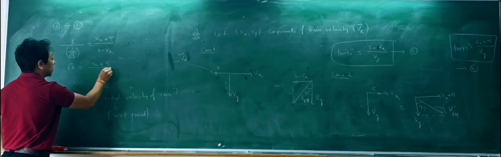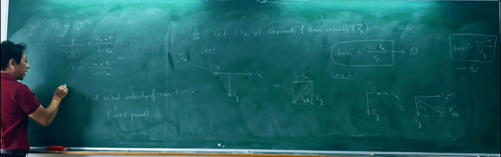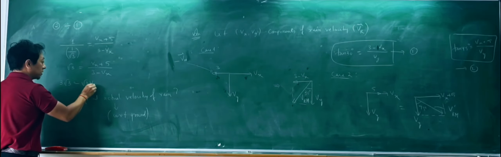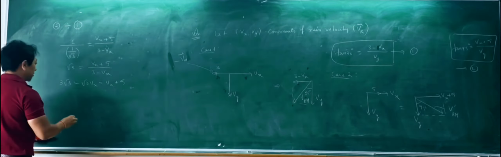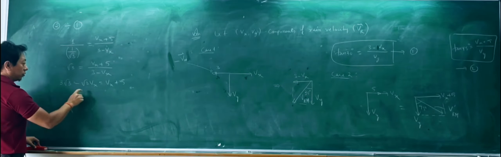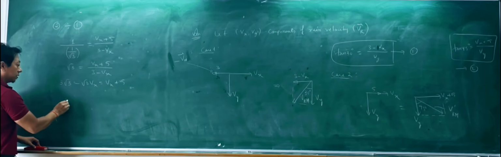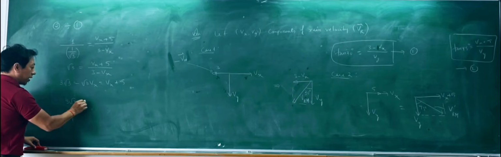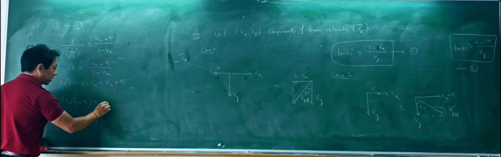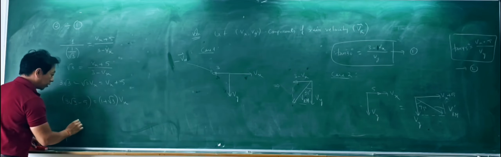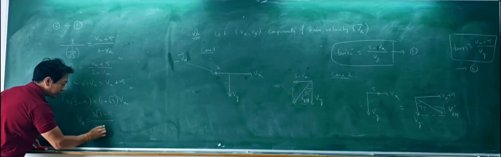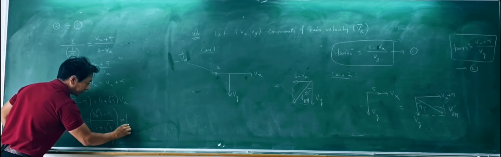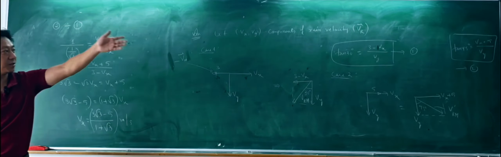Vx plus 5, 3 minus Vx, cross multiply: 3 root 3 minus root 3 Vx equals Vx plus 5. Numbers are not coming out nice, but that's okay. If I take this one that side and 5 this side, 3 root 3 minus 5 equals 1 plus root 3 times Vx. So Vx is 3 root 3 minus 5 by 1 plus root 3. Now put this Vx there and find Vy. Let us not do that.